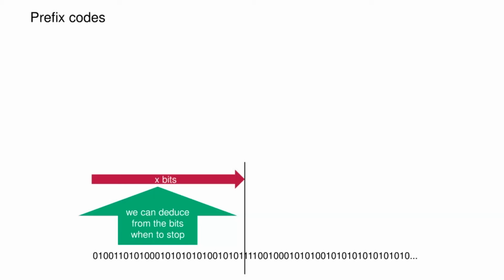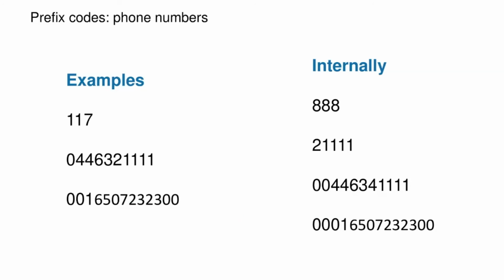Now it seems like if it's always 10 digits, then that's easy, right? But not all numbers have 10 digits. The emergency numbers have 3 digits. And if you dial these 3 digits, it still starts dialing after just the 3 digits. It's not going to wait for 10 digits. That is because the phone number system uses prefix codes. It knows exactly when you're done dialing.